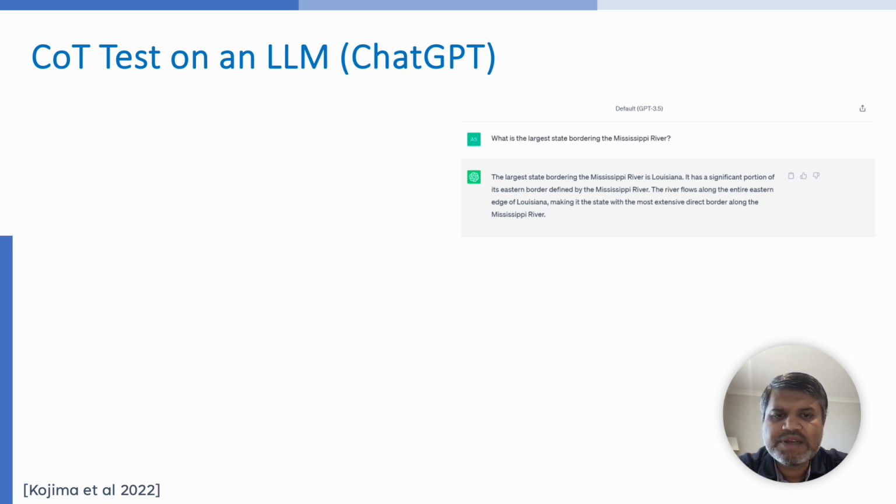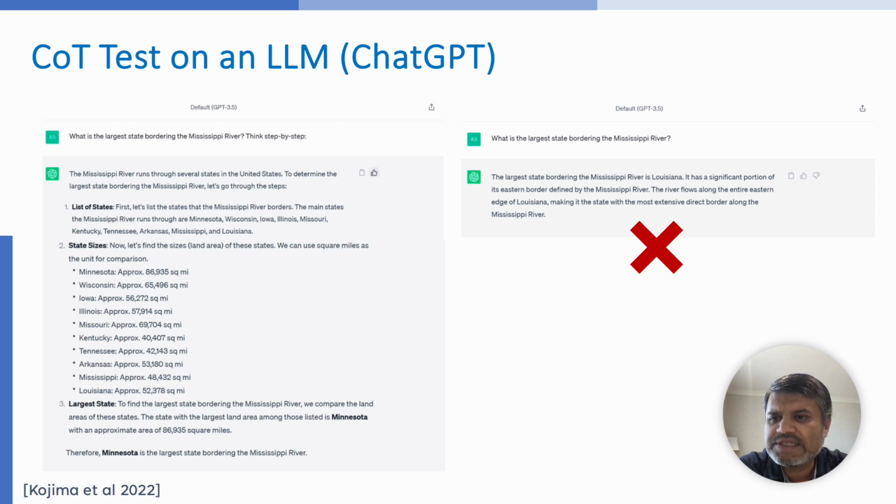So here is an example. When asked what is the largest state bordering the Mississippi River, the model can give you the answer, but when this was run in the early days of GPT-3.5 or ChatGPT, it gave a wrong answer. It says that Louisiana is the largest state bordering the Mississippi River, which is wrong. If you just add "think step by step", it first tries to find out which states border the Mississippi River, then it gets the size of the states, and then it picks the largest state and finds the correct answer, Minnesota.